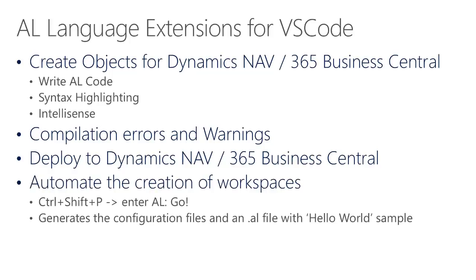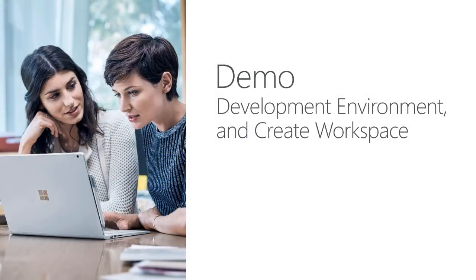AL language provides a way to automate the creation of a workspace. So you can create workspaces from the ground up, but there's also a command in there called AL:Go. Under the command palette, Control-Shift-P, you enter AL:Go, and then it will ask you for a folder, and it will create the workspace with configuration files for you, and then you can get started. So without further ado, let's have a look around and we will create our first workspace.